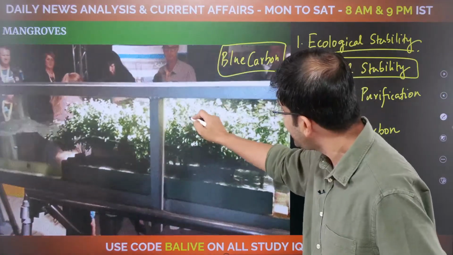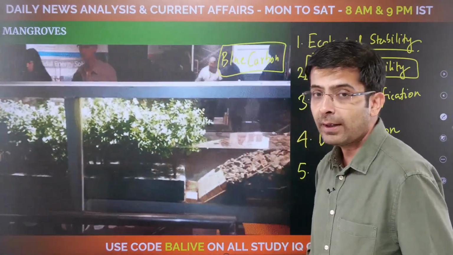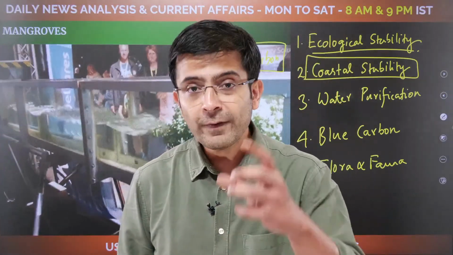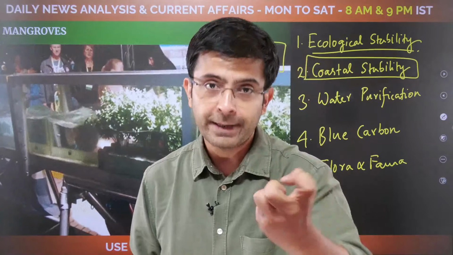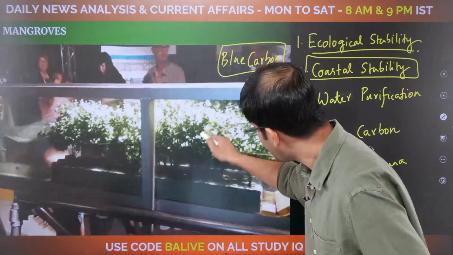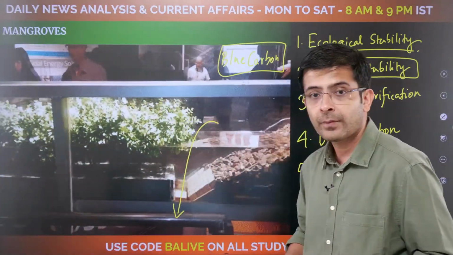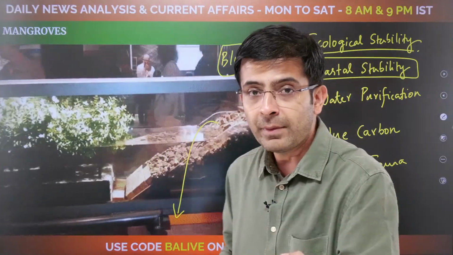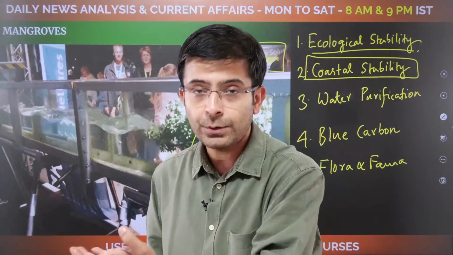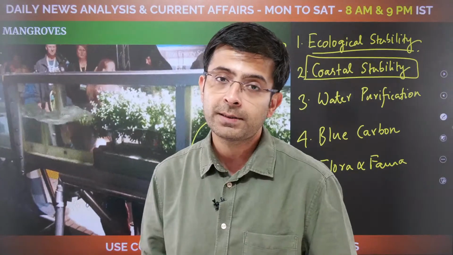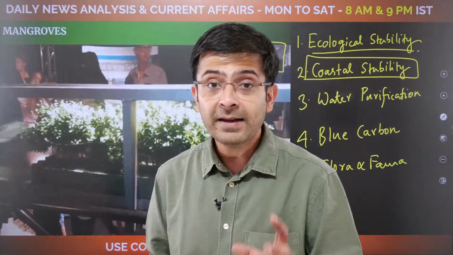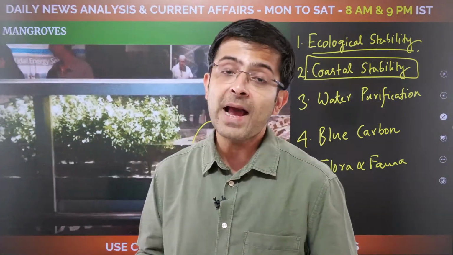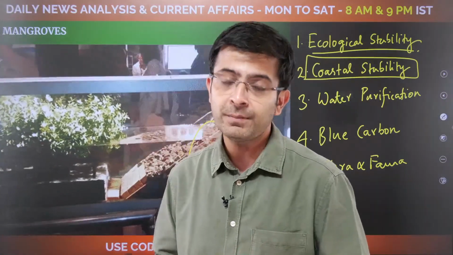Okay, blue carbon. Now, what is blue carbon? So, you have these leaves of the mangroves. Okay, they store carbon in them, in fact. And so, when they get old, when they die, eventually what happens? They sink to the bottom of the sea, carrying the carbon with them. And now that carbon has been stored in the sea floor. Okay, that is called blue carbon. So mangroves help in the storage of carbon.